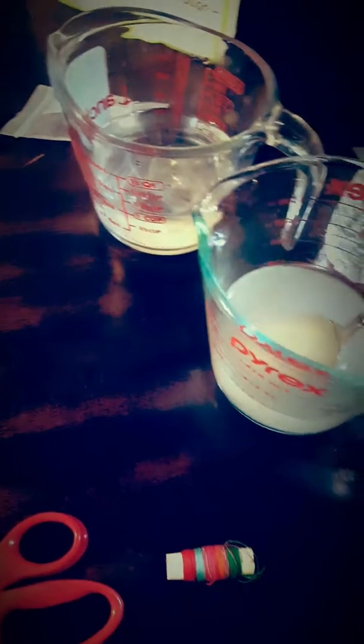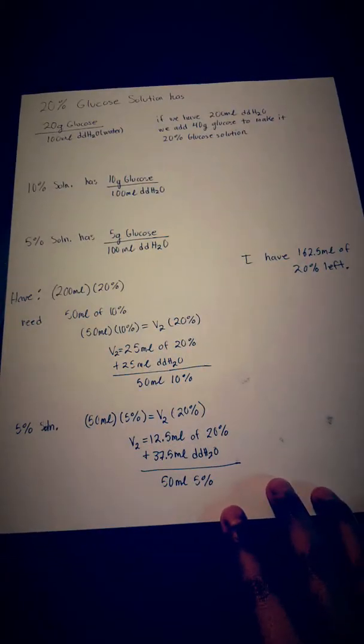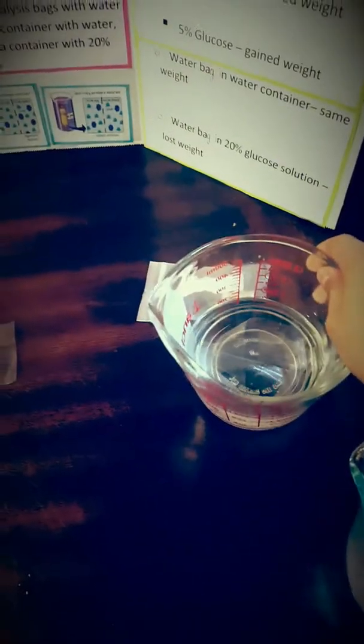Okay, so this is our 20% glucose solution, and we're going to dilute that so we can obtain our 10% and our 5% glucose solutions, right? And then here in this container, we have our dialysis bags.